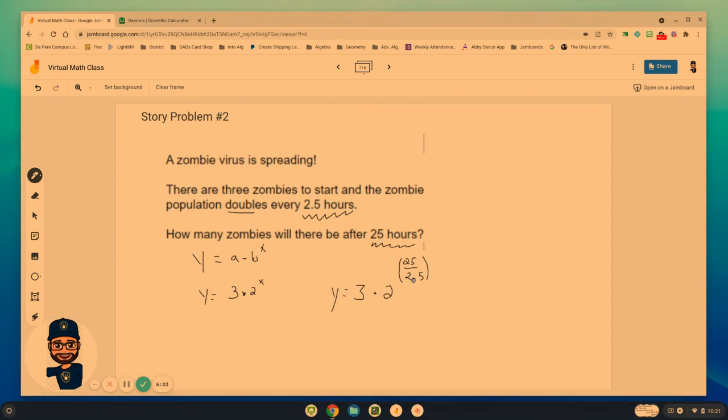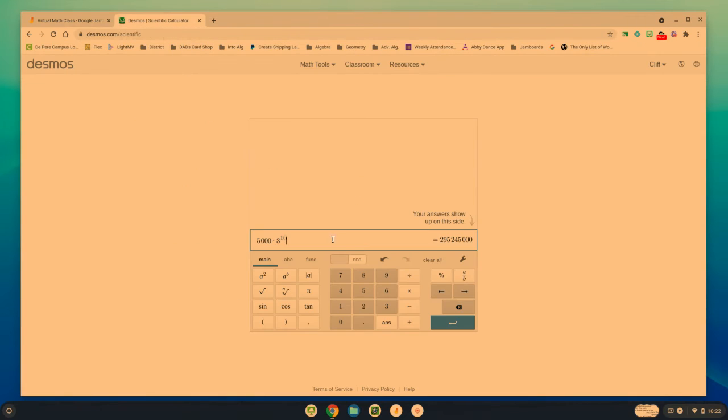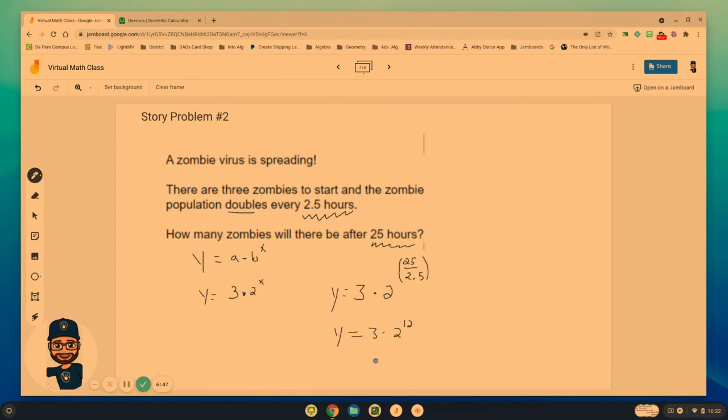So 25 over 2.5, which is also 12. So times 2 to the power of 12. We have 12 periods where it's going to double. So we can go back over to Desmos. 3 times 2 to the power of 12. 12,288. So after 25 hours, we would have 12,288 zombies.